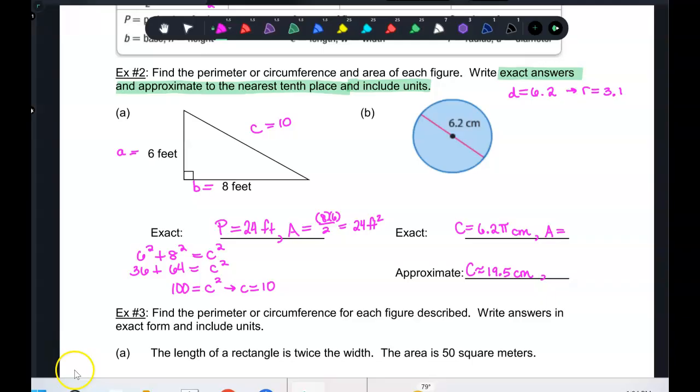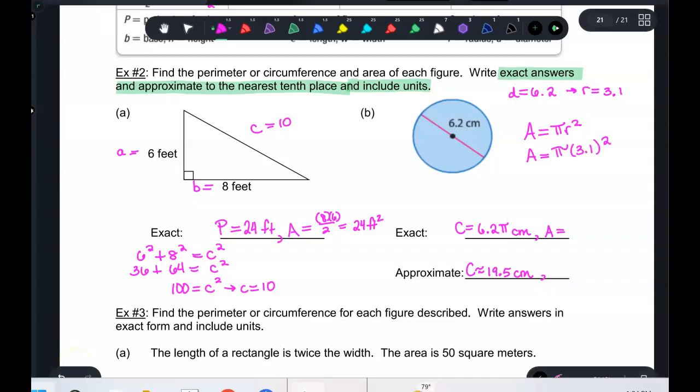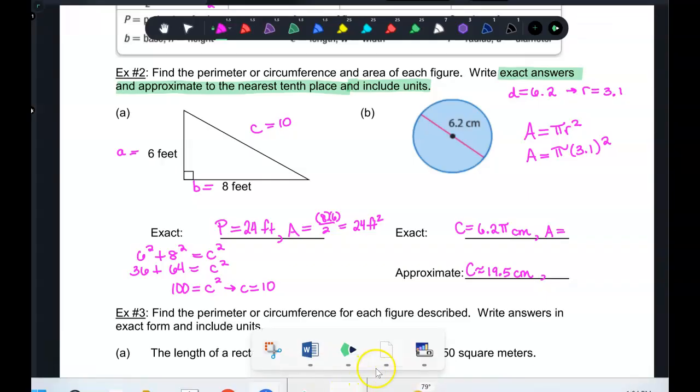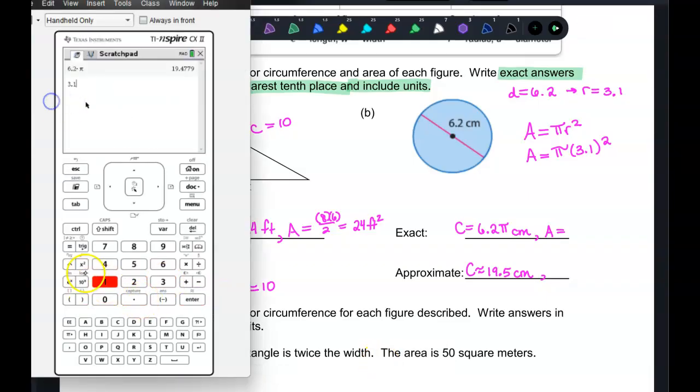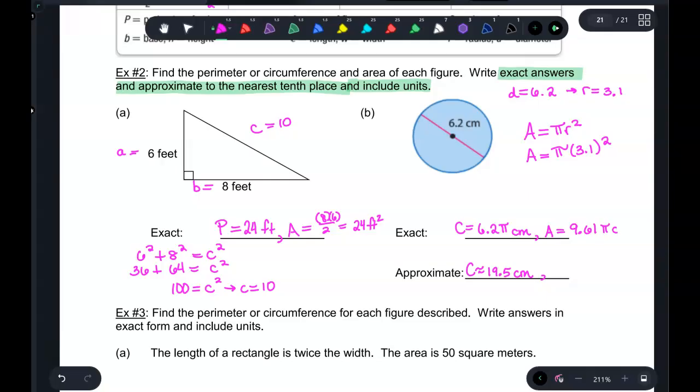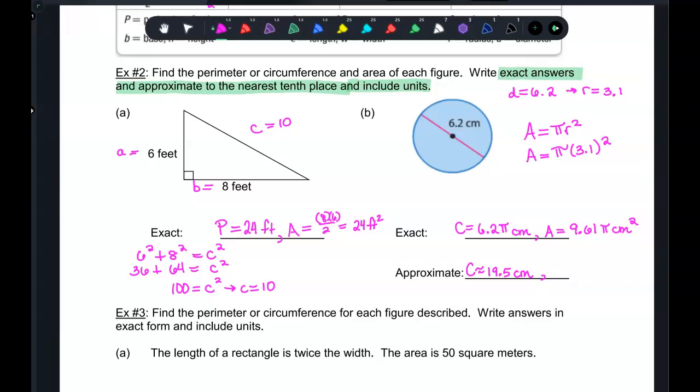Okay, for area, remember area is pi r squared. So pi times 3.1 squared. For exact form, I'm just going to take the 3.1 and square it. You could do that on the side by hand, but I want to square 3.1 to get that exact decimal, and I'm still going to leave pi as part of my answer. So it's going to be 9.61 pi square centimeters, because area is pi r squared.